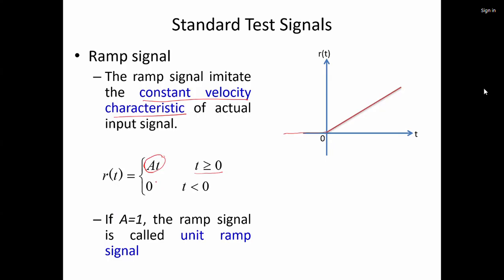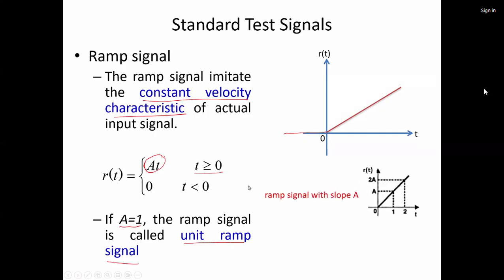And if the slope happens to be 1, that is dr over dt, which is A, becomes 1, then you say that it is a unit ramp signal. As you go from time equal to 0 to 1 to 2, your signal goes to A at time t equal to 1, to 2A at time t equal to 2, and so on. And if A happens to be 1, then you name this a unit ramp signal.